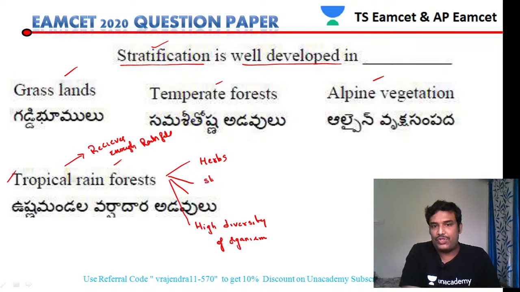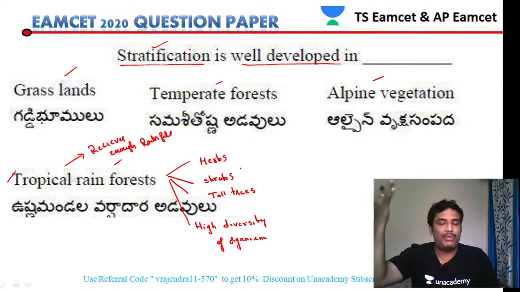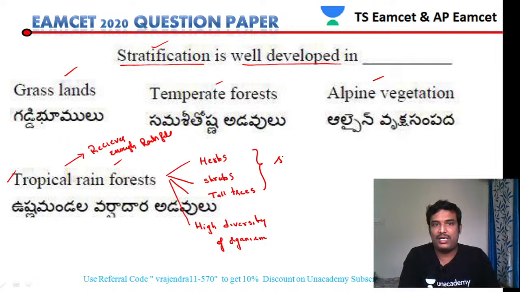shrubs, as well as tall trees. Herbs are touching the ground, and the shrubs are a little bit taller than the herbs. The tall trees are, no doubt, taller still. Like that, they form layers, and that process is called stratification. So stratification is generally observed in the tropical rainforest. Very good, Chetana.